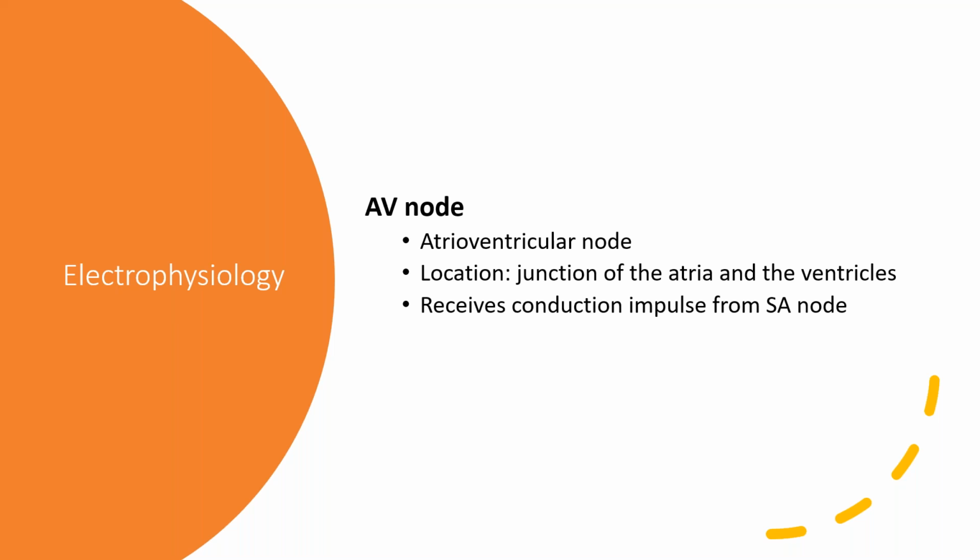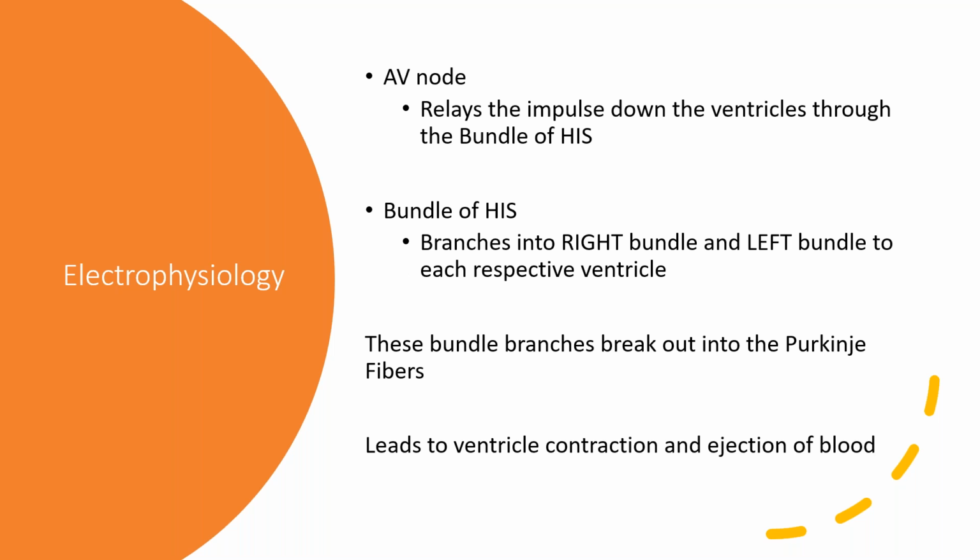So the AV node, the atrioventricular node, receives the impulse from the SA node. The AV node relays the impulse down the ventricles through the bundle of His. The bundle of His is more in the ventricular area of the heart. The bundle of His branches into right and left for the right and left ventricles. These bundle branches break into Purkinje fibers. This leads to ventricular contraction and ejection of blood.